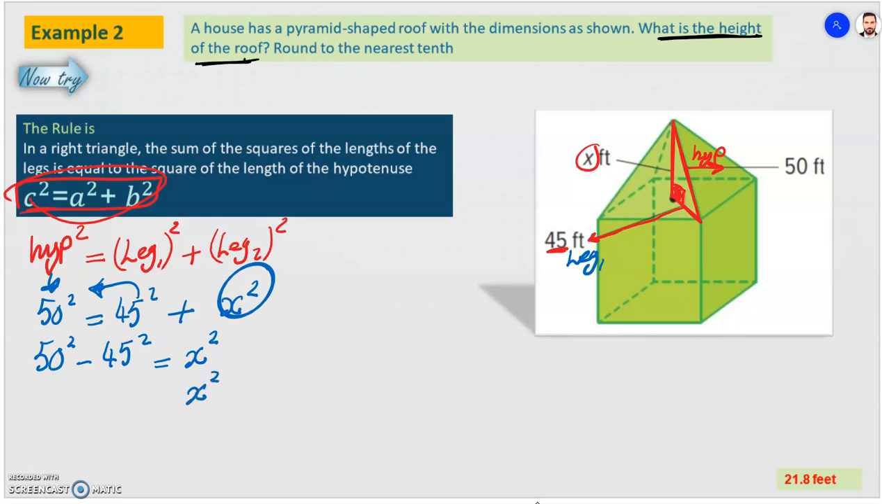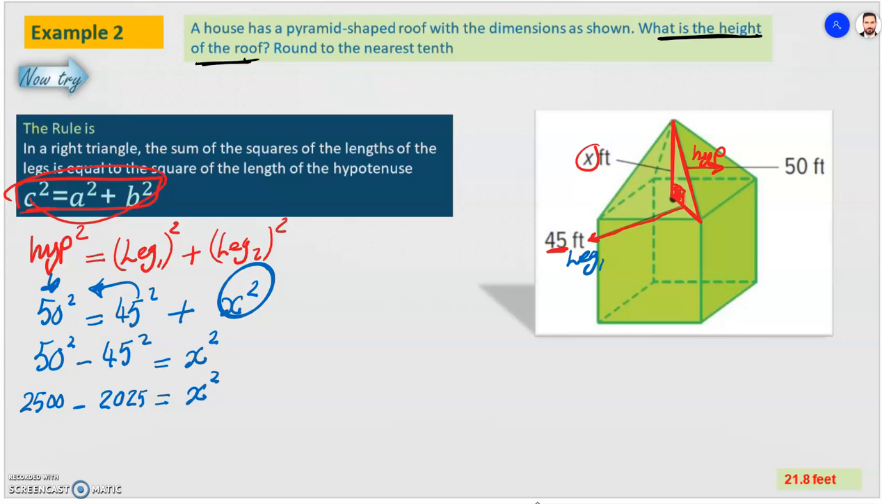If you want to get x power 2, I have to do 50 power 2, same as 5 power 2, but with different zeros. 5 power 2 is 25, so this is 2500. 45 power 2, if you multiply 45 by itself 2 times, you will get 2025.